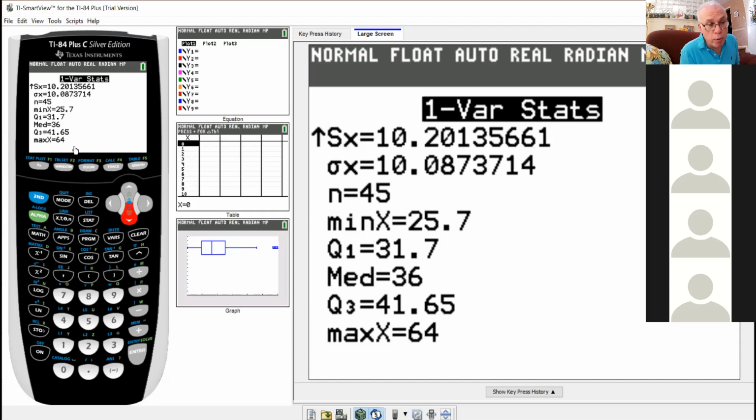Now, what is the interquartile range? It is the middle 50% of the data. The reason I say middle 50% is that if Q1 represents 25% of the data being below it, and Q3 is 75% of the data below it, that means between Q1 and Q3 is 50% of the data. It's the middle 50%. So when you subtract Q3 minus Q1, that's the distance between those two numbers, and that is called the interquartile range. Now remember, the range is the maximum minus the minimum, 64 minus 25.7 in this case. The interquartile range is Q3 minus Q1. It's 41.65 minus 31.7.